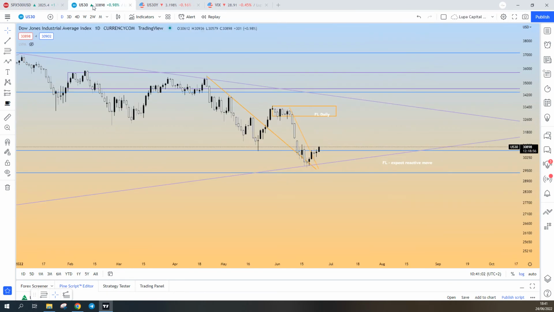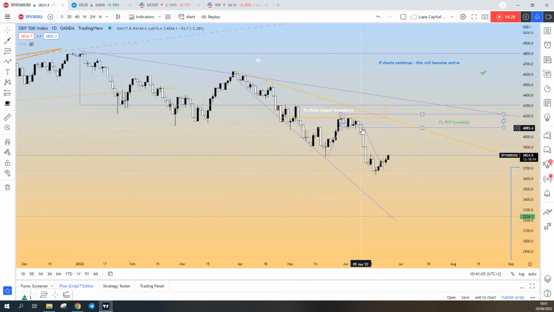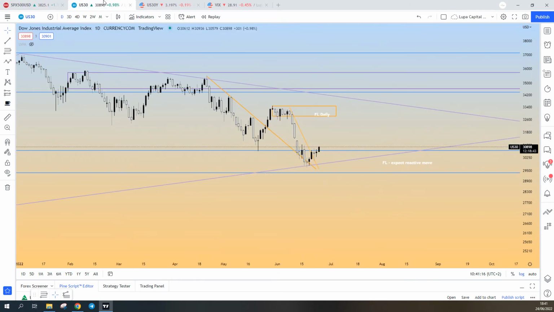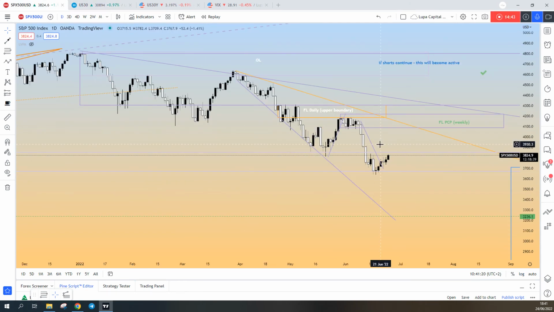Same setup for this. Got a steep diagonal. The price has broken and retested, and it's going to look to form back up to this PCP. If this fails, more than likely this will fail at the same time, or if this decides to drop, this will decide to drop also. So keep that in mind.